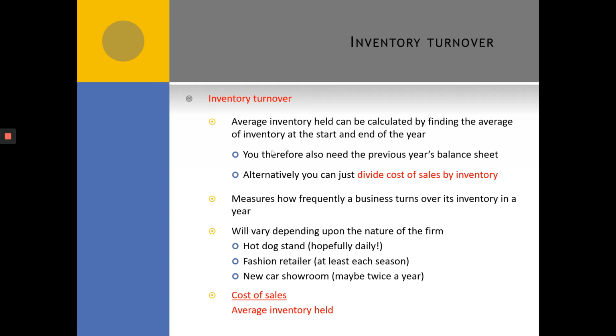And potentially if you're a new car showroom, you may turn your stock over twice a year when the new registration plates come out. If you're an old car showroom, that could be a lot more frequent, but stock turnover depends on the nature of the firm and the industry that they're operating in. So the formula for inventory turnover is cost of sales over average inventory, or average stock held. Pause the video now and note down the formula.